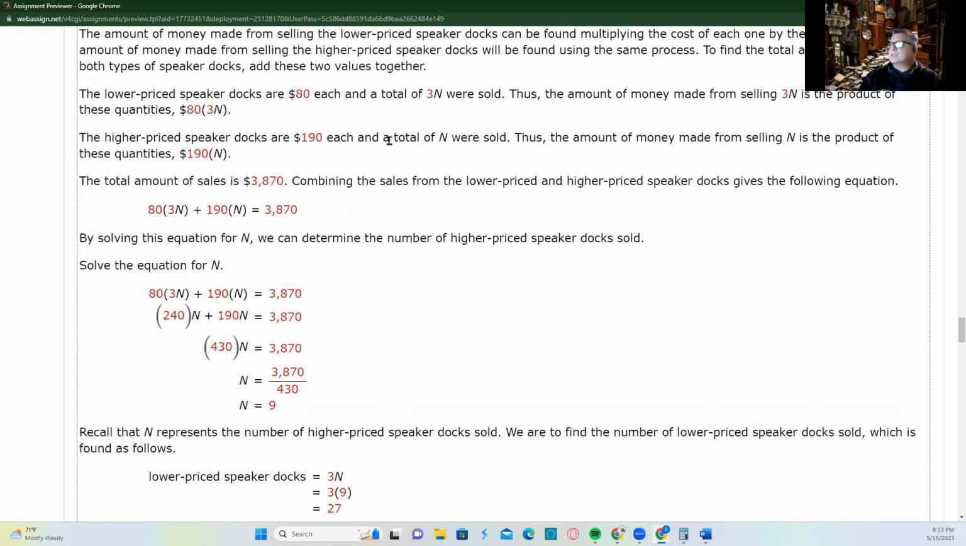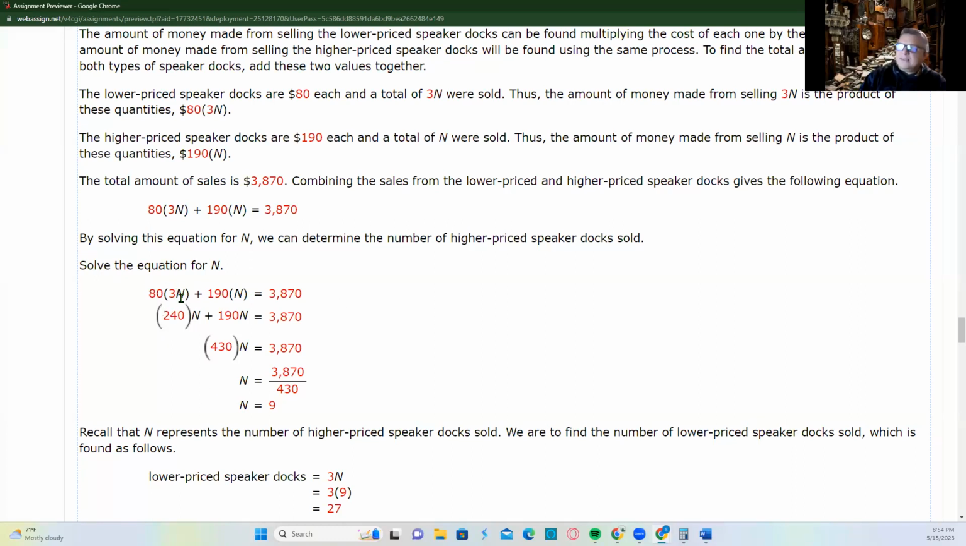So let's just skip down here. $190 times the number of higher price speaker docks, plus $80 apiece times the number of lower price speaker docks. And when you add all that together, you equal the total amount of sales.